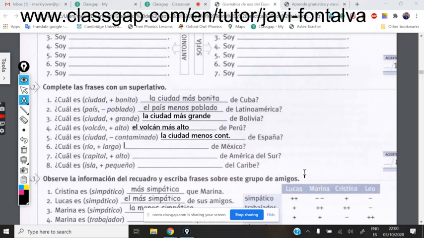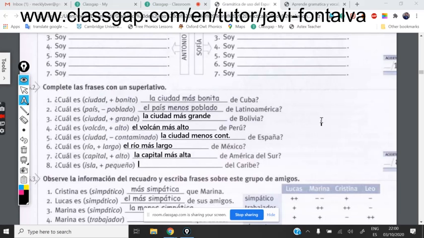Seis. ¿Cuál es el río más largo de México? México, okay. Siete. ¿Cuál es la capital más alta de América? Okay, alta. Oh, alta, es de la capital. That's why. Don't worry too much about that for the time being.